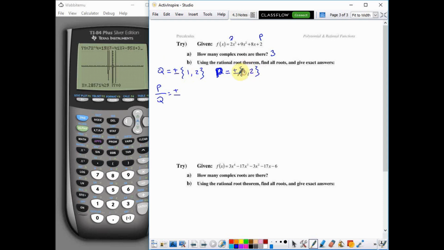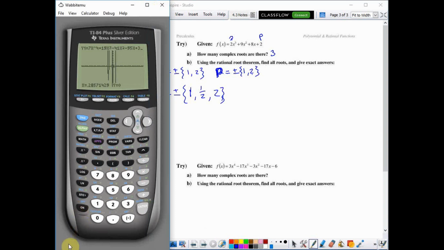So 1 over 1 and 2. So 1 over 1 is 1. 1 over 2 is 1/2. Then 2 over both of these. So 2 over 1 is 2. 2 over 2 is 1, which is already listed, so I don't actually have to write that a second time. So there's my list of possible roots. So I can plug each one of these in, the positive and negative, into here. If I get 0 as an output, then that's a root. Or I can go to the graph.